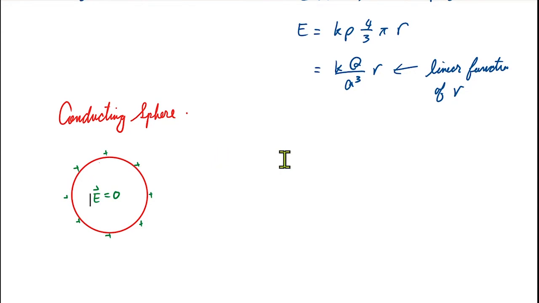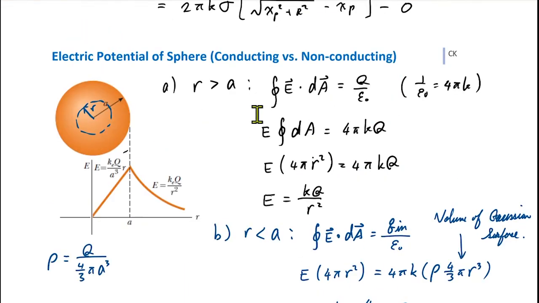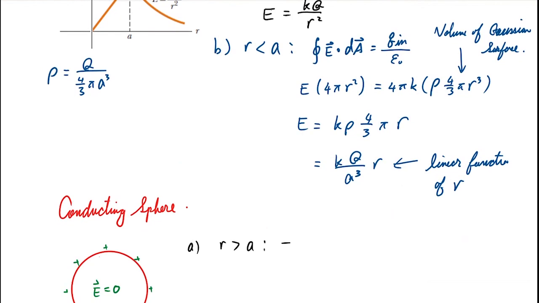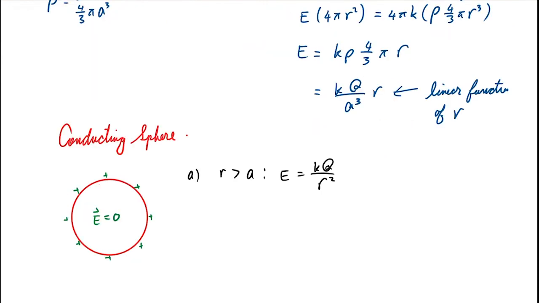Good. Now, case A, this radius is still A, so if your R is greater than A, then our Gaussian surface idea looks exactly the same as this example now, isn't it? Because all of the charge inside is Q, so you just get KQ over R squared. So that's a simple case.